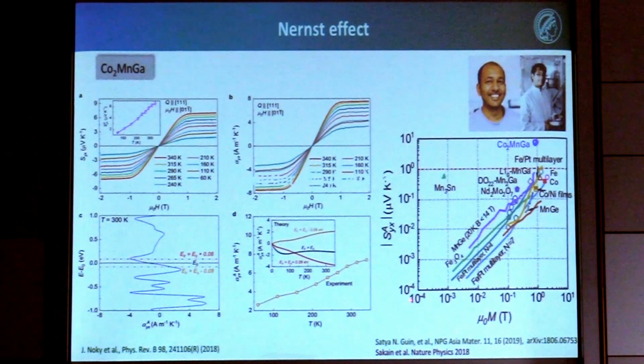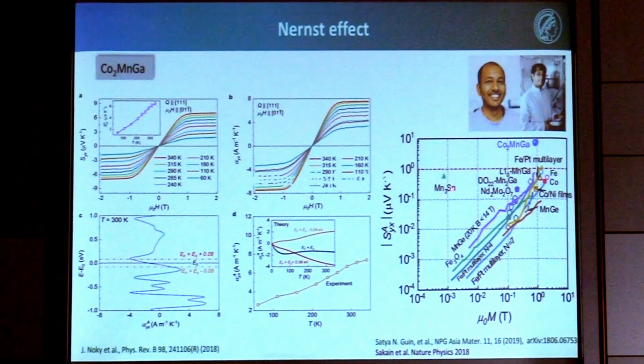So if you compare then the Nernst effect as a function of magnetic moments for different compounds with cobalt two manganese gallium, you see that there's a big effect. It's one order of magnitude larger than what you know from other magnetic materials. So you see really the strong enhancement based on the Berry phase.